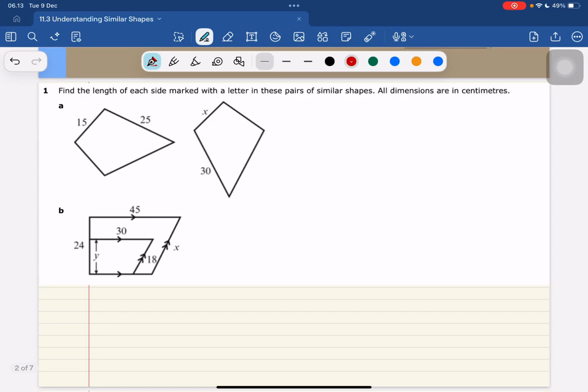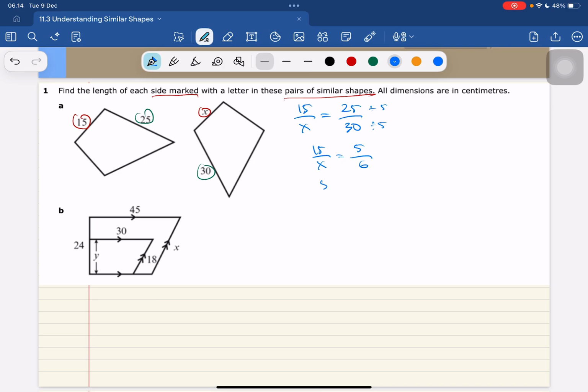Hi, in this video, I'm going to solve practice questions for understanding similar shapes. Okay, look at it. Find the length of each side marked with a letter in this pair of similar shapes. So they are similar, so we can pair 15 and x, and 25 with 30. So we can write 15 over x equal to 25 over 30. We could simplify the right side by dividing by 5. It's going to be 15 over x equal to 5 over 6.